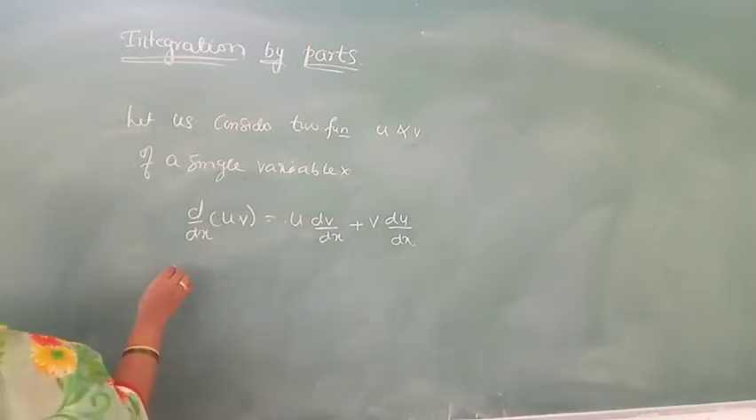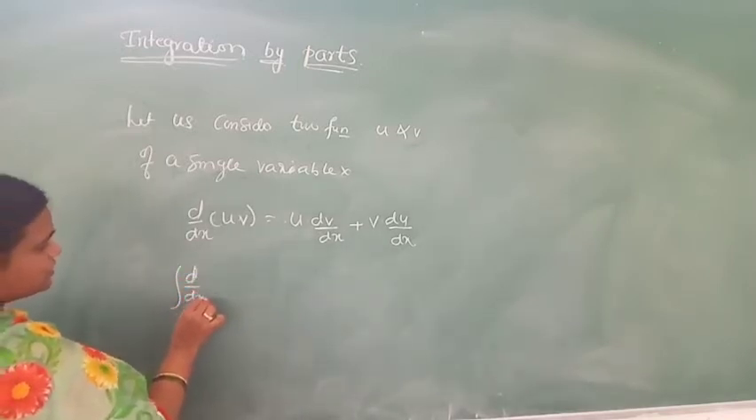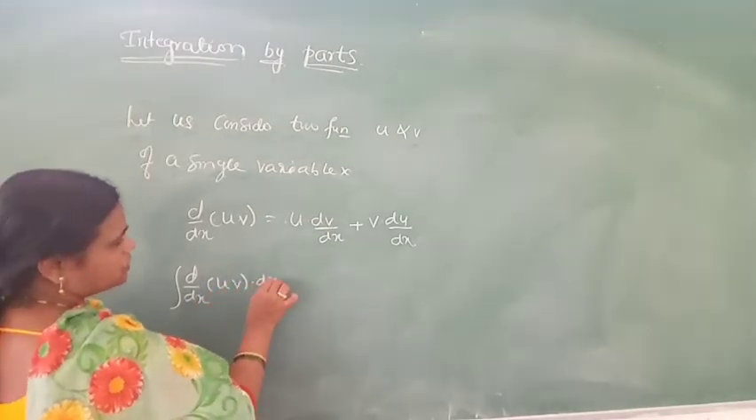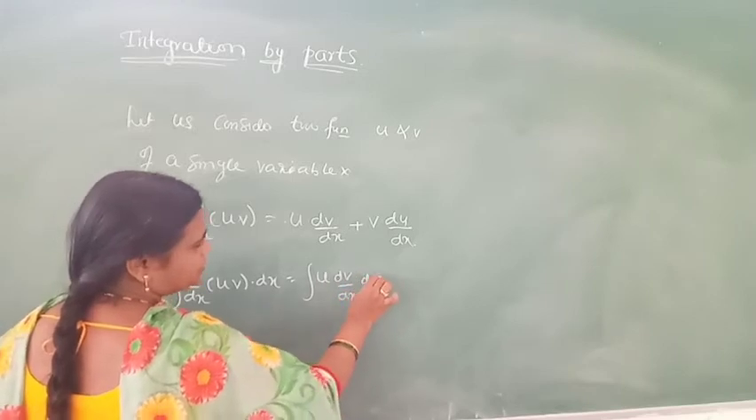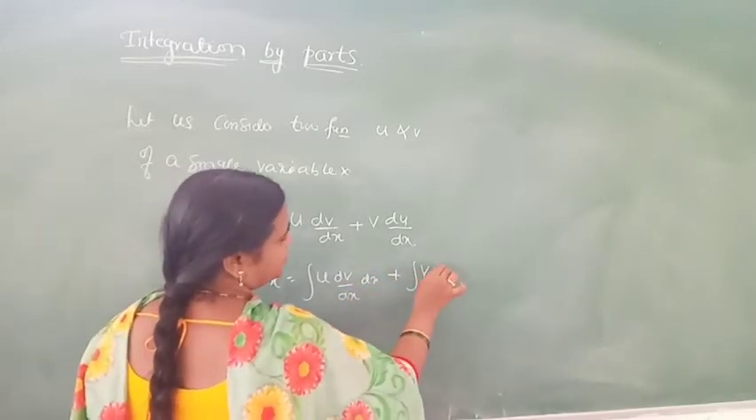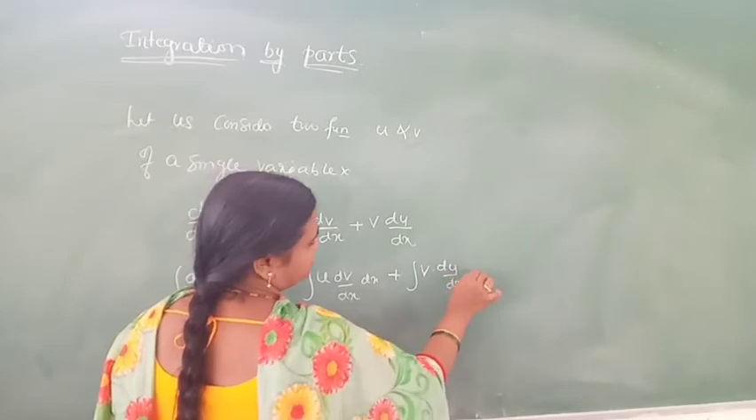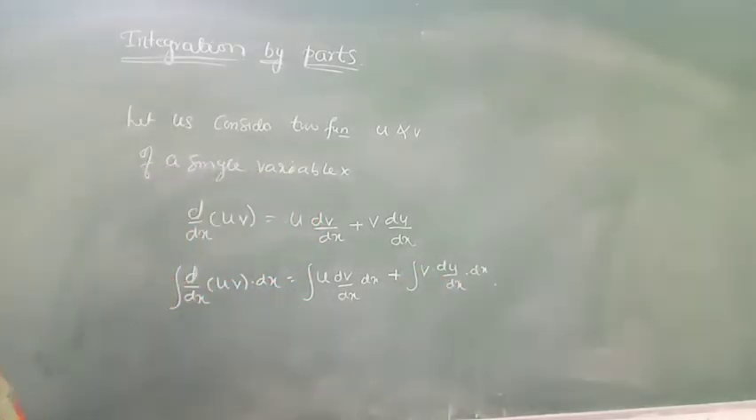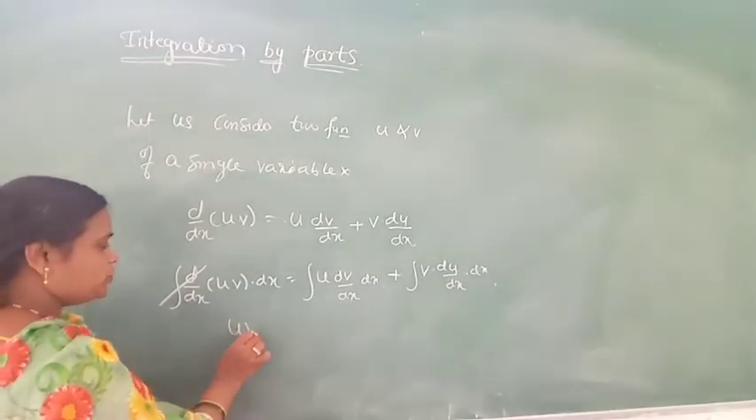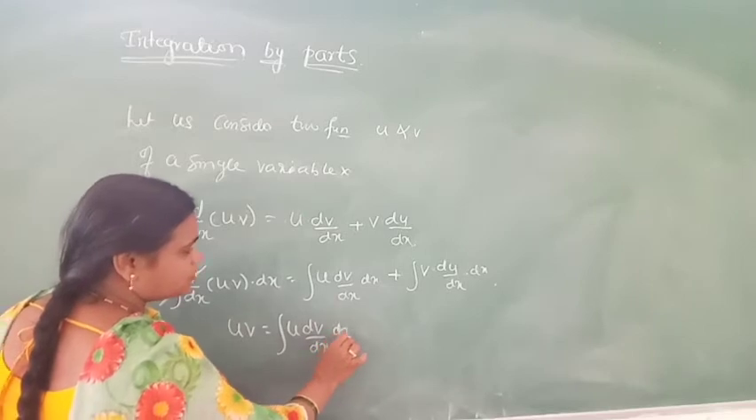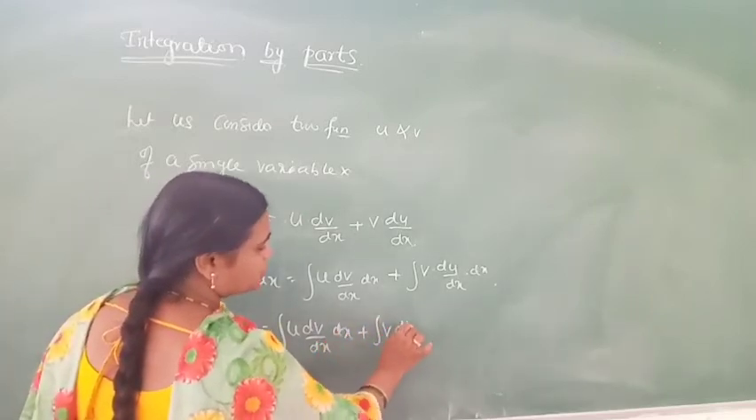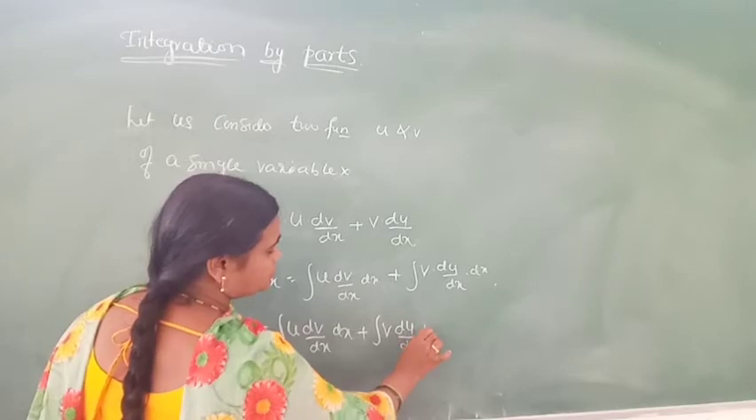Now here we have to calculate integration. Therefore apply integration on both sides. Integration of d by dx of u into v with respect to x, equals integration of u into dv by dx with respect to x, plus integration of v into du by dx with respect to x. We know that integration is the inverse process of differentiation. Therefore differentiation and integration get cancelled. We get only u into v.